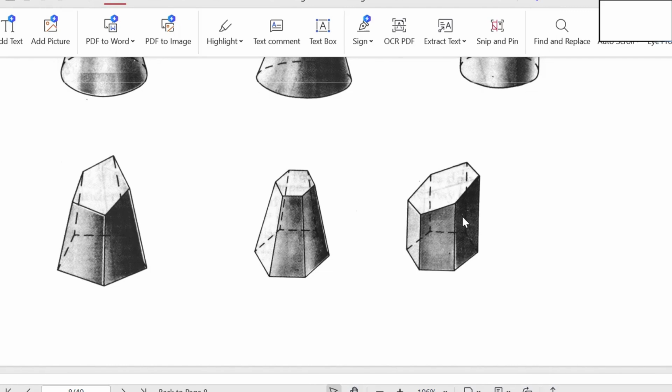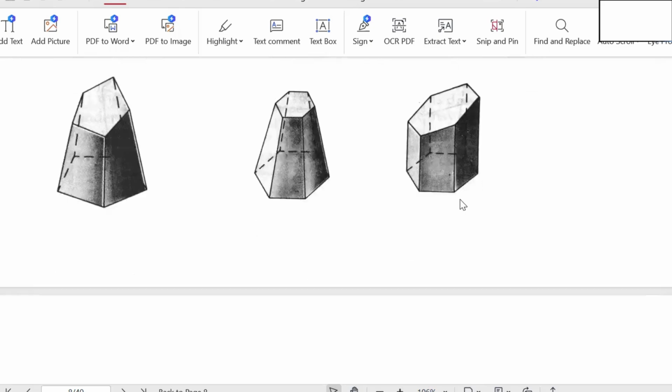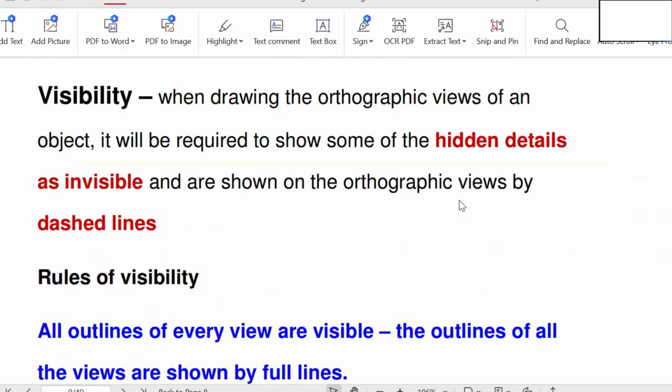Here, this is a prism. A truncated prism. Why? Because the cutting is inclined to the base. First of all, a prism is considered, then the cutting is made and we remove the top portion, and the remaining portion is a truncated prism. Here a pentagonal prism is considered, then the cutting is inclined to the base, hence we get a truncated prism.